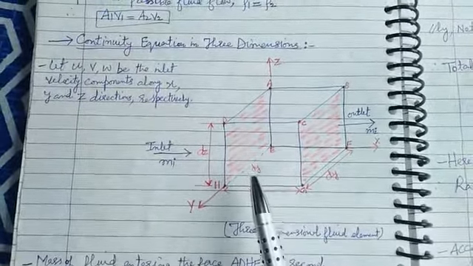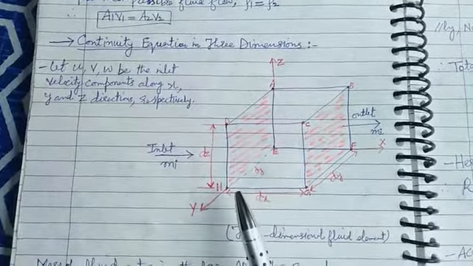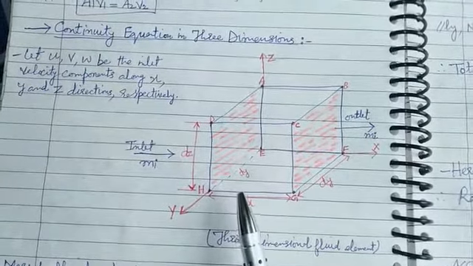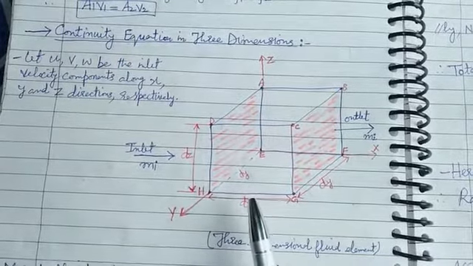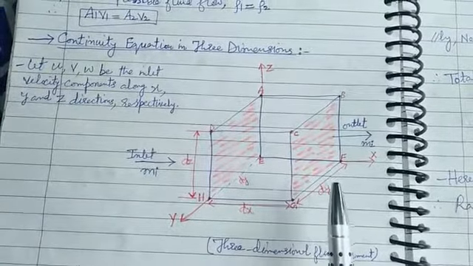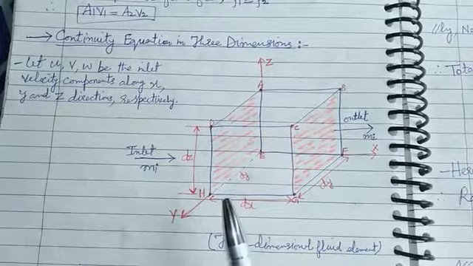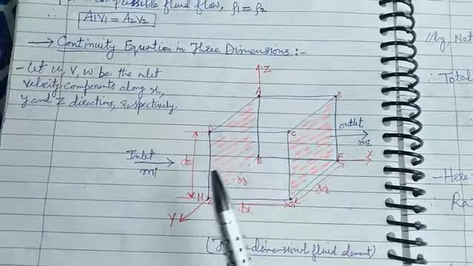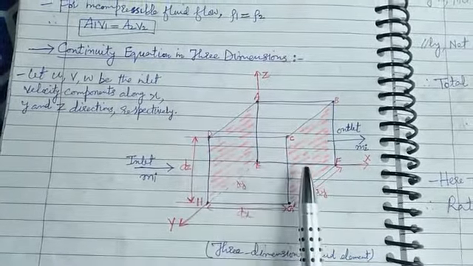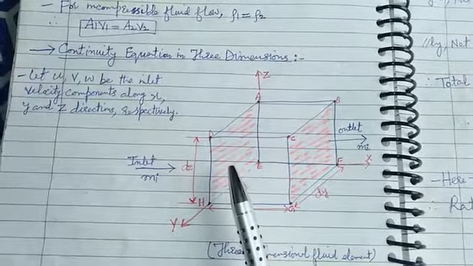That is, we have to draw a cuboid of dimensions dx, dy, and dz. You can look at this diagram clearly. It is a cuboid form of fluid element in three dimensions, having dimension dx along the x-axis, dy along the y-axis, and dz along the z-axis. This is the left face, this is the right face, this is the top face, and this is the bottom face.